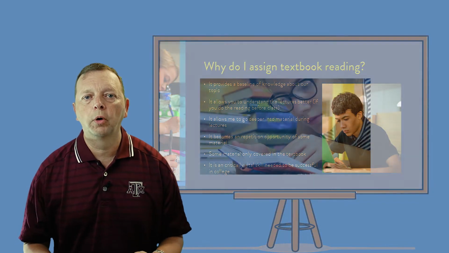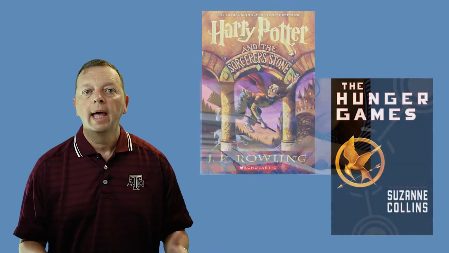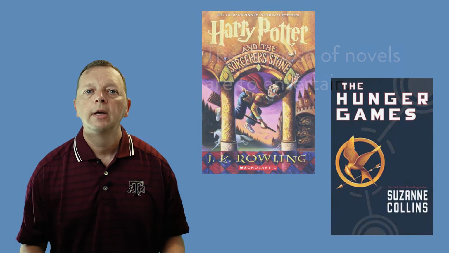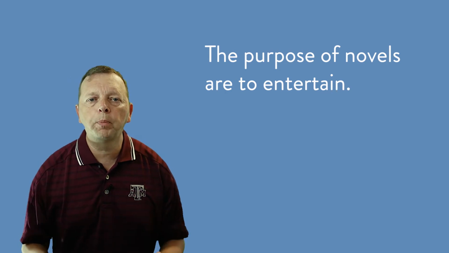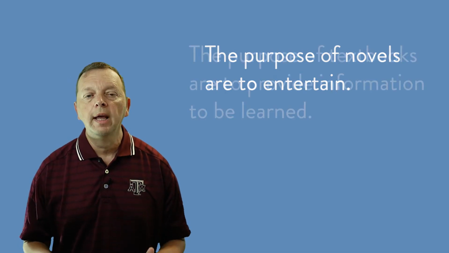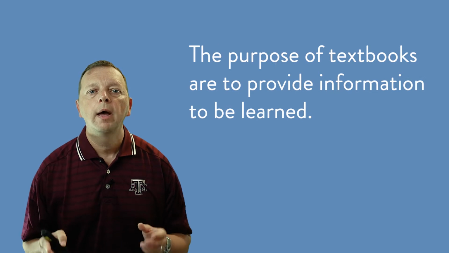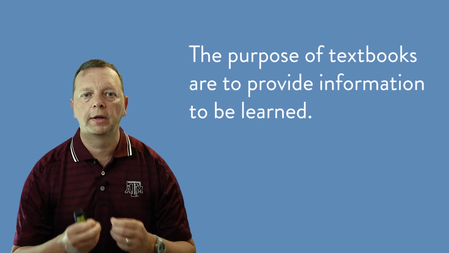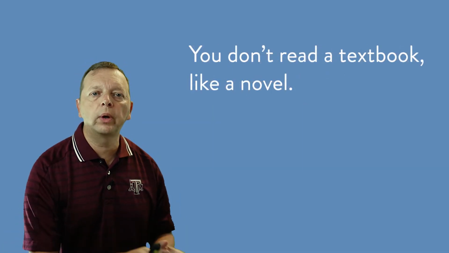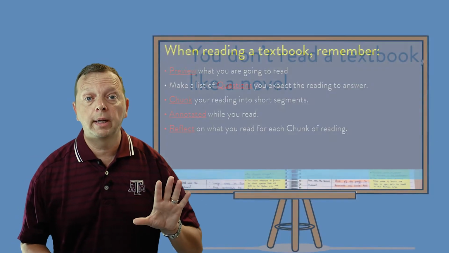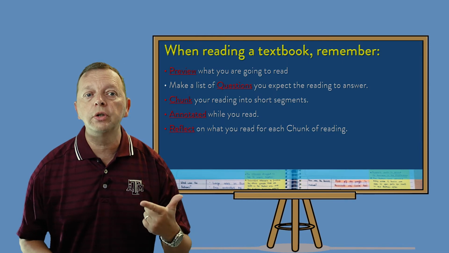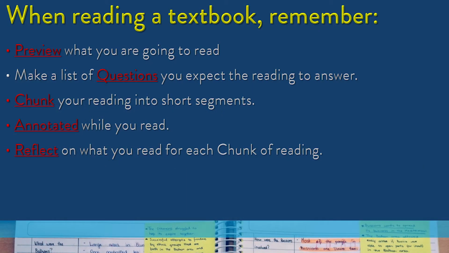Now, the problem with textbook reading is you do not read a textbook like you would read a book like Harry Potter or The Hunger Games. See, those are novels, and novels are there to entertain, but the purpose of textbook reading is different. In textbook learning, it is about being able to learn specific information. So you're not going to read a textbook like you read a novel. And there are really 5 steps to reading a textbook: previewing, questioning, chunking, annotation, and reflecting.